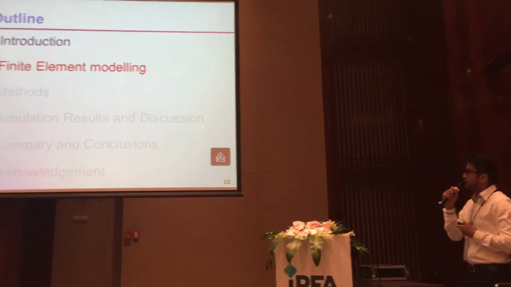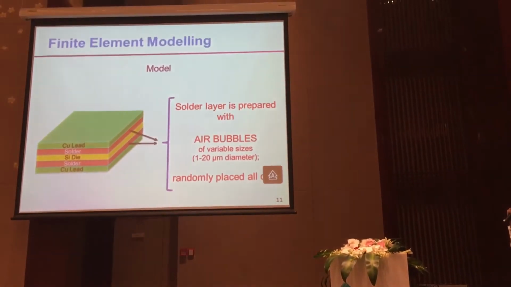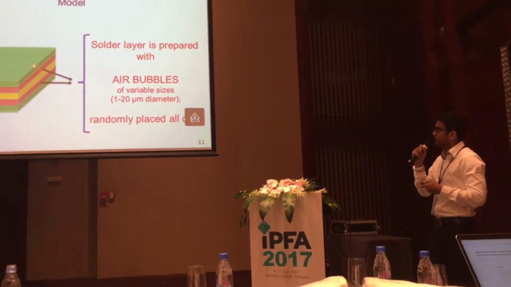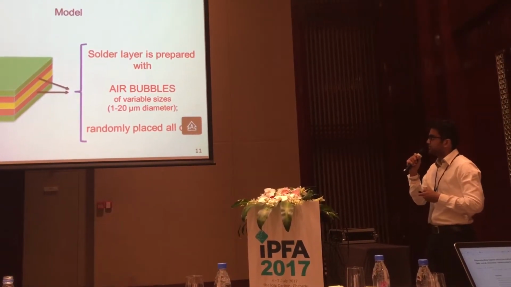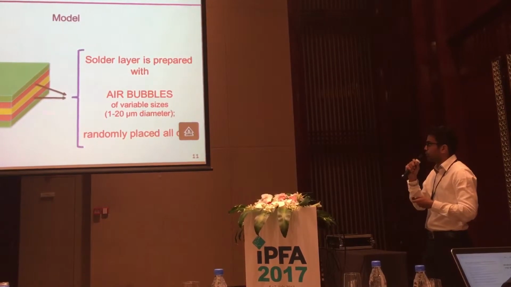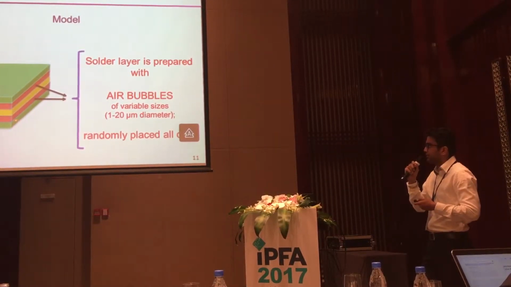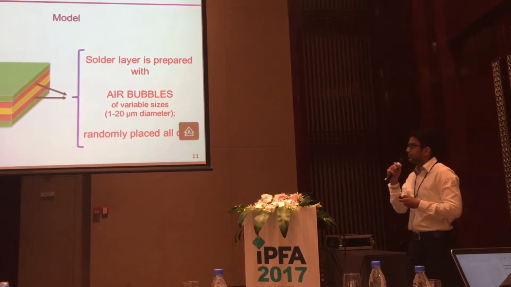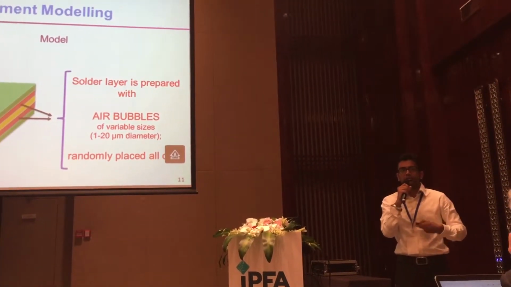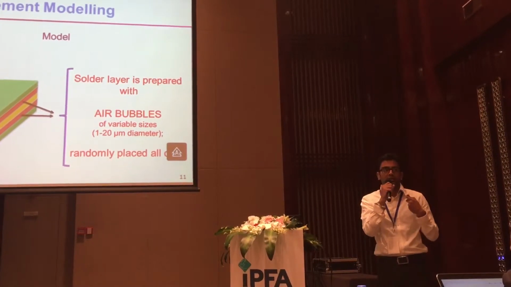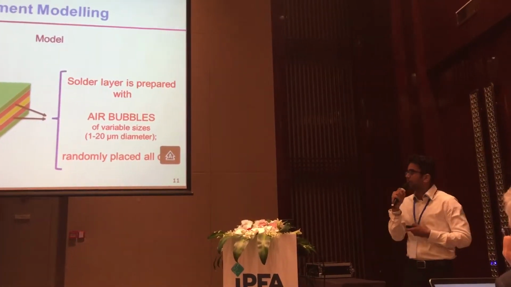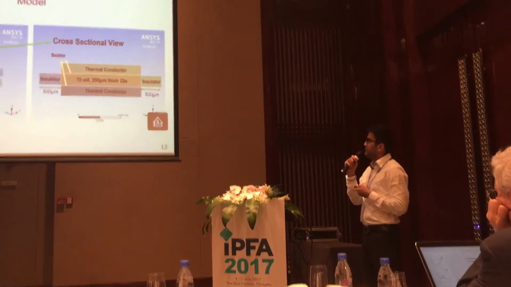So how we go about it is we have this simple structure, and we try to introduce some air bubbles, like voids of 1 to 20 micrometer diameter, and these voids are placed randomly inside the solder layer. Even though the geometry is a bit different from the industrial diode, we try to maintain the total net thermal resistance of the structure by adjusting the properties. And this is the finite element model we did.